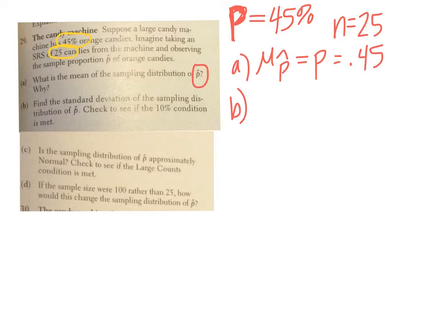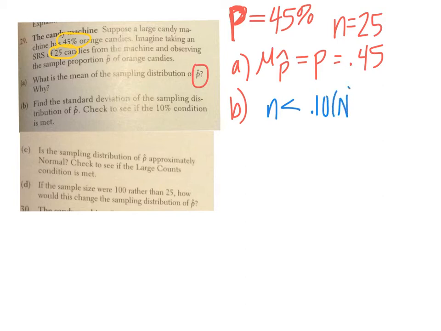Which was nice of them to tell us that. Often on the AP test, you will not be told. It'll just say at the top of the question, be sure to check all conditions necessary. So you need to know that the 10% condition is necessary for finding the standard deviation of a sampling distribution. The 10% condition tells us that the sample size is less than 10% of the population.